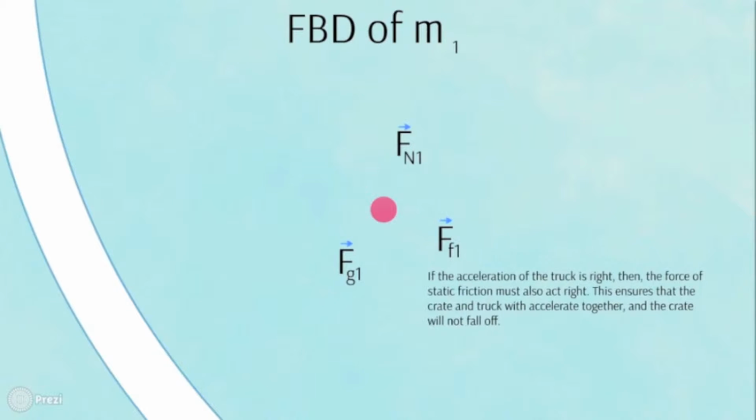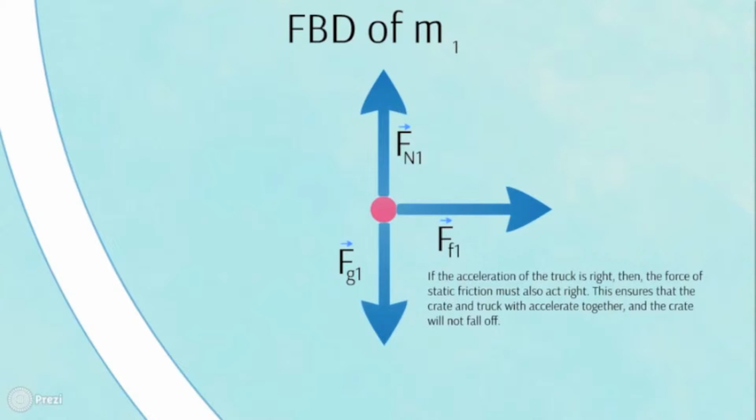The free body diagram of mass 1. There are three forces: the normal force which acts up, the force of static friction, and the force of gravity down. To explain the force of static friction, if the acceleration of the truck is to the right, then the force of static friction must also act right. This ensures that the crate and truck will accelerate together and the crate will not fall off.